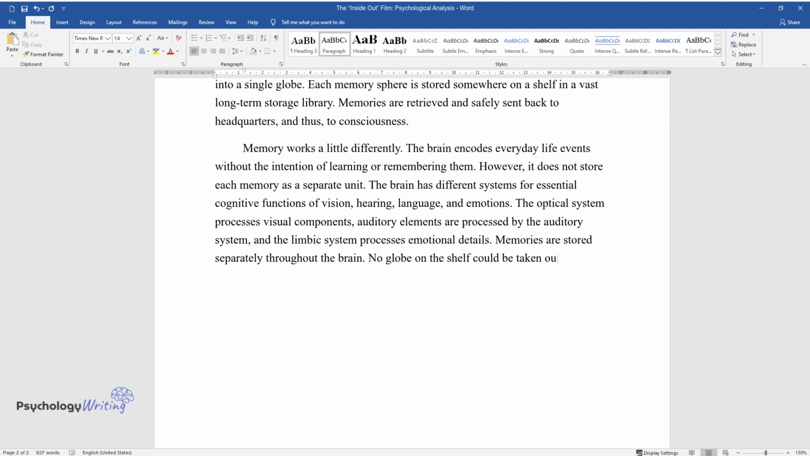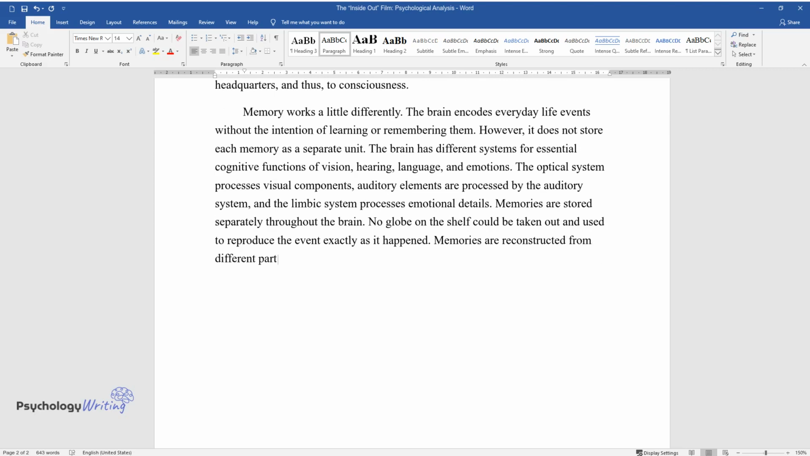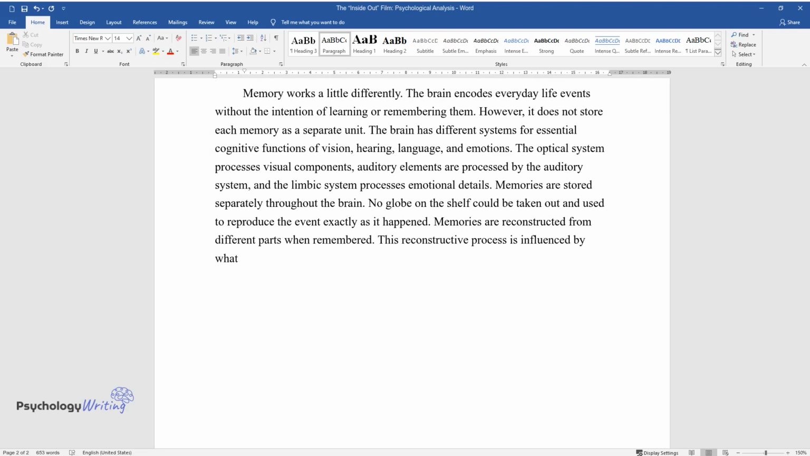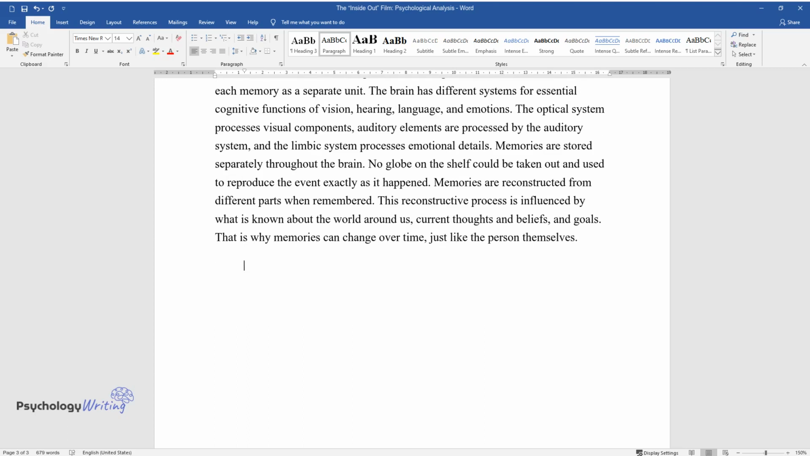No globe on the shelf could be taken out and used to reproduce the event exactly as it happened. Memories are reconstructed from different parts when remembered. This reconstructive process is influenced by what is known about the world around us, current thoughts and beliefs, and goals. That is why memories can change over time, just like the person themselves.